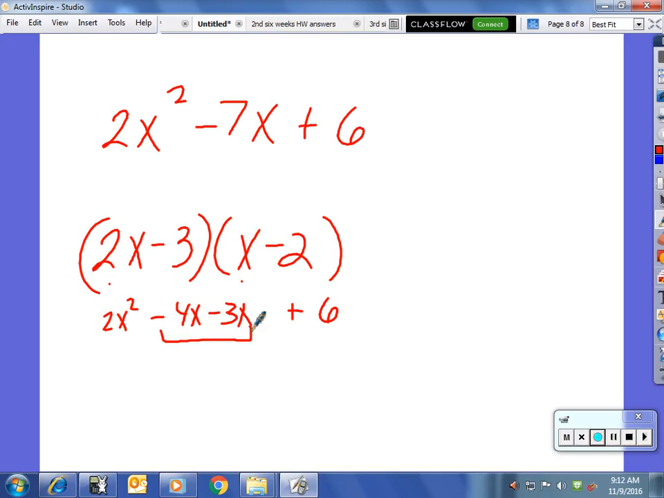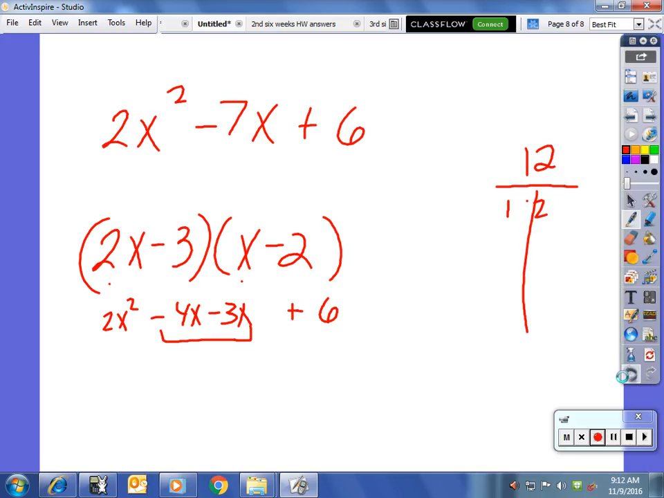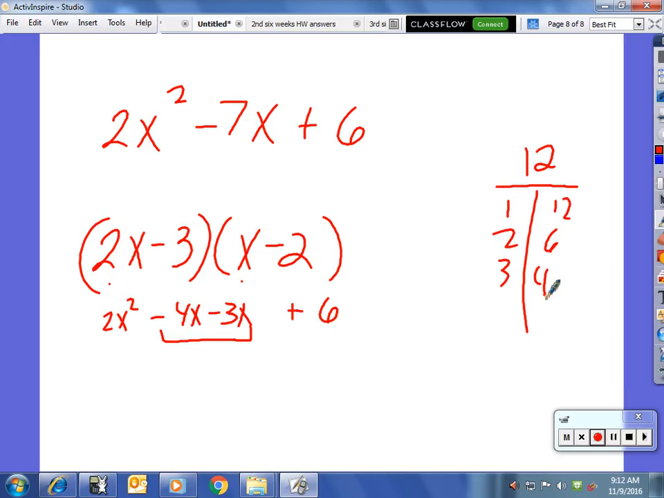First, you got to multiply a times c, which was 12. So we're trying to get a product of 12 that adds up to a negative 7. 1 and 12, 2 and 6, 3 and 4, and the winning pair had to be 3 and 4. And they both had to be negative.